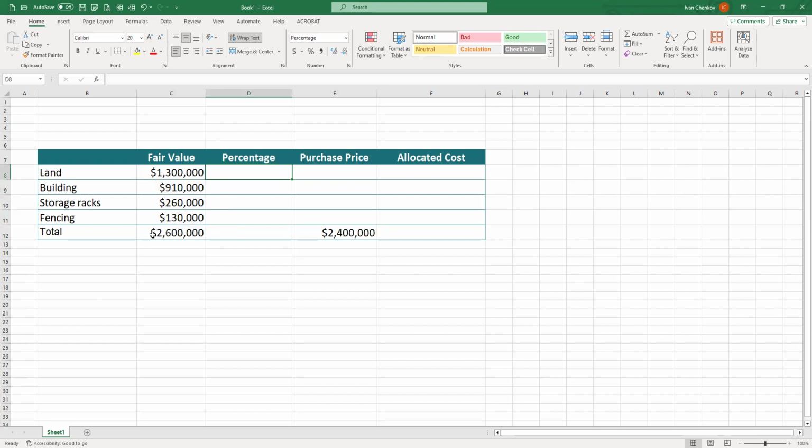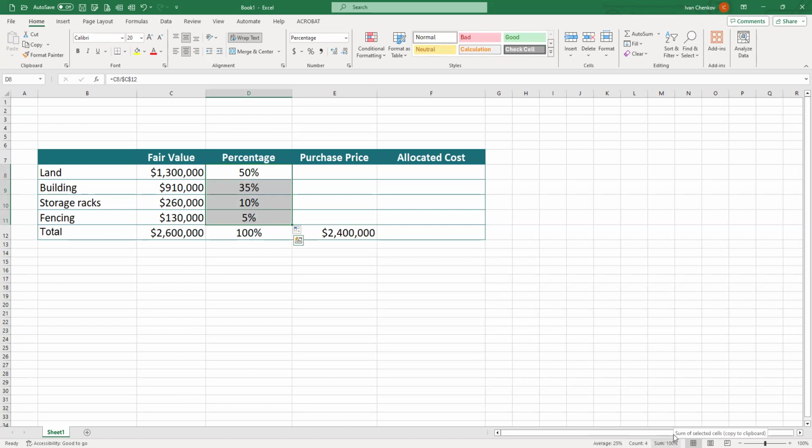What we're going to do, we always know that the total price that we pay is 100%. That's our starting point. What we paid is always 100%. Now the question is, what's the percentage of the land out of 100, building out of 100, storage rack out of 100, and fencing out of 100? That will be easy to calculate. Get this value divided by the total value, and we can easily see what's the percentage amount of all those. Once we combine those together, they're supposed to give us 100%, and they give us 100%.